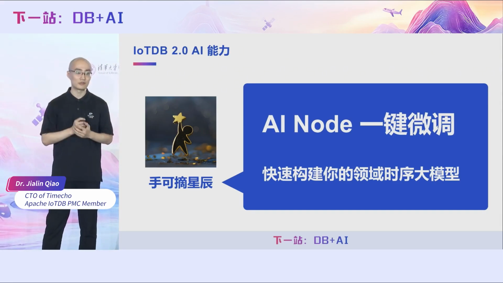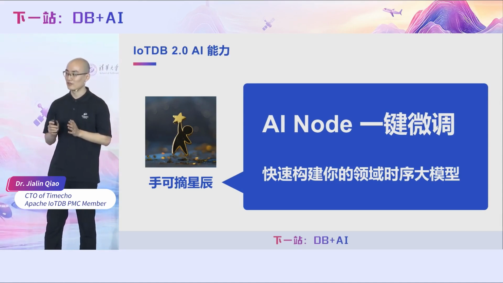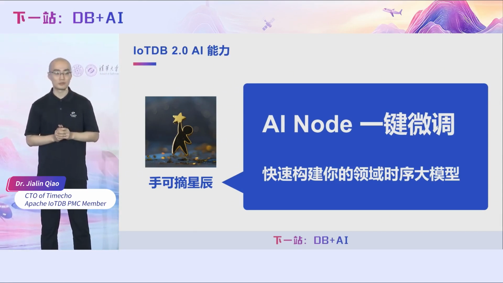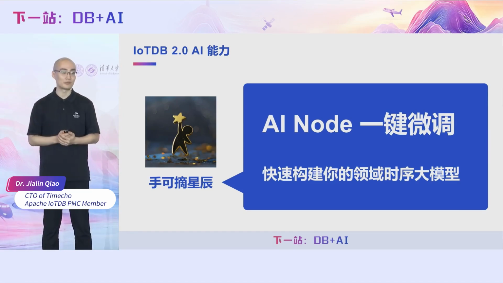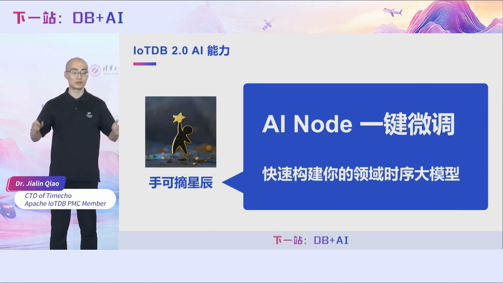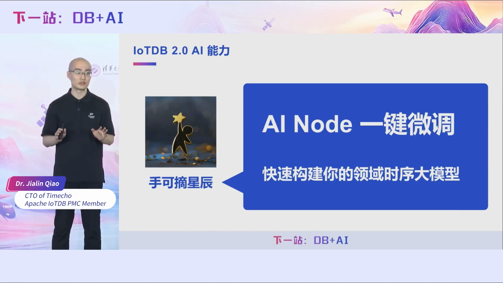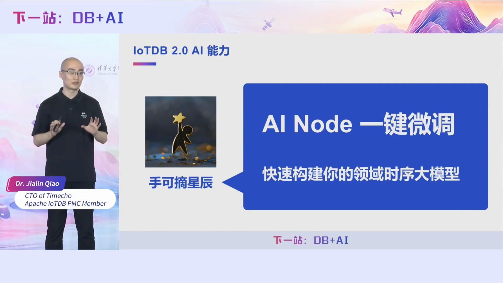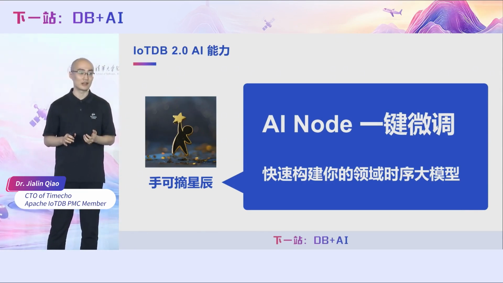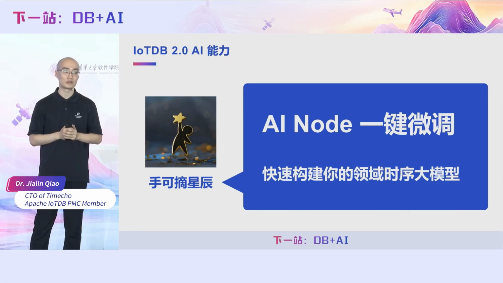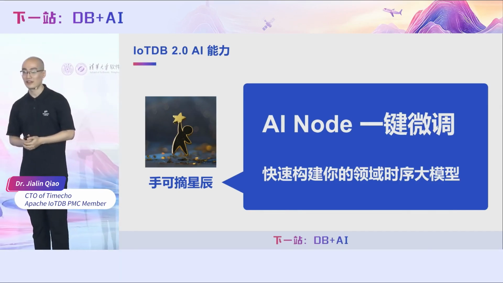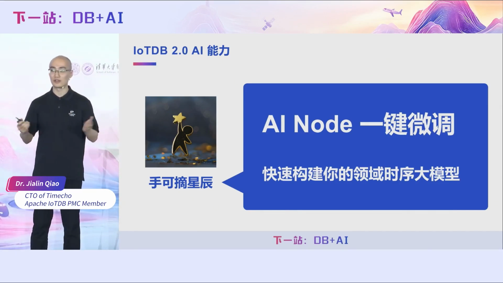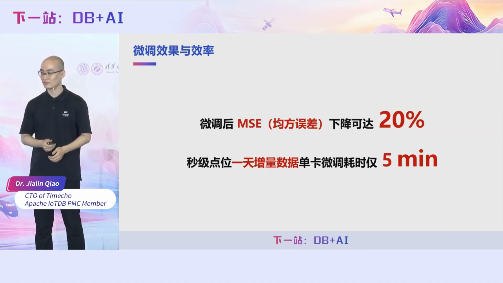But with the one-click fine-tuning of the AI node, a phrase echoes in my mind: reaching for the stars with your own hands. In other words, time series large models are no longer out of reach. They've become something that's right at our fingertips. Anyone who has data can now have a time series large model tailored to their own field. This capability is designed to provide everyone with an extremely convenient tool.